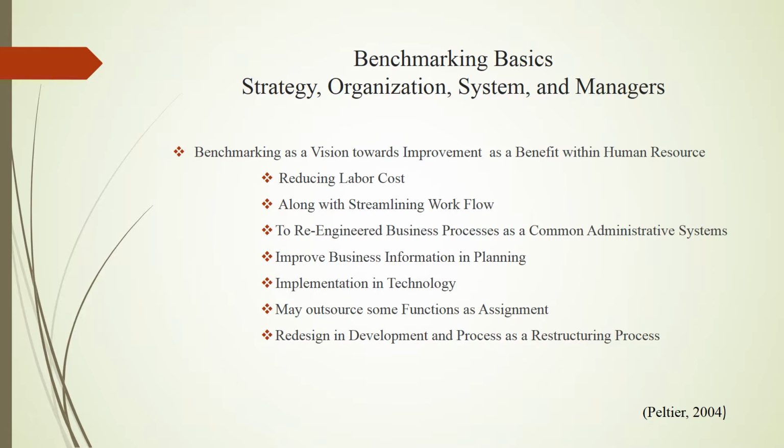It refunctions on business process and common administrative systems. Improving the business information is planning improvement in technology by outsourcing some of the functions or assignments, depending on what the organization's needs may be, redesigning some of the development of process and restructuring the process as people move forward and try to improve. They're improving on technology, they're improving on their functions as well as processes in order to stay within the benchmark basics strategy for the organization.